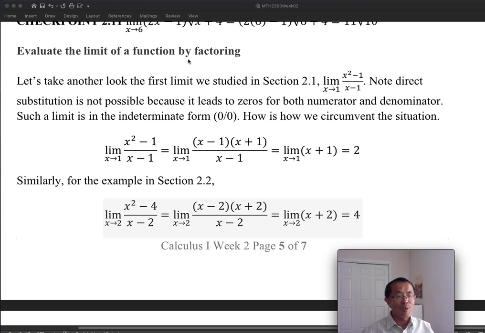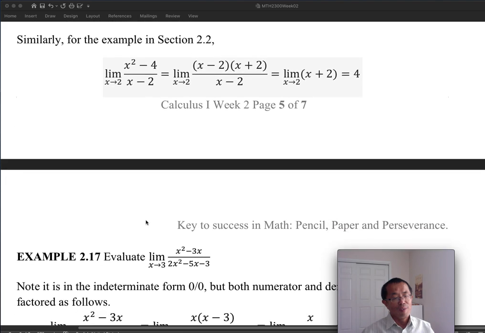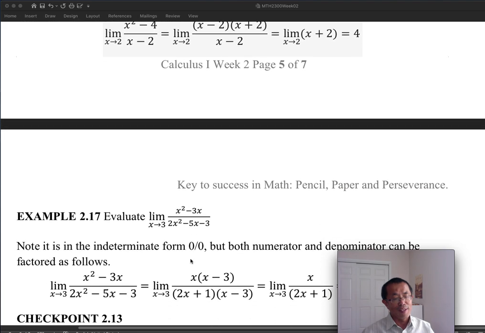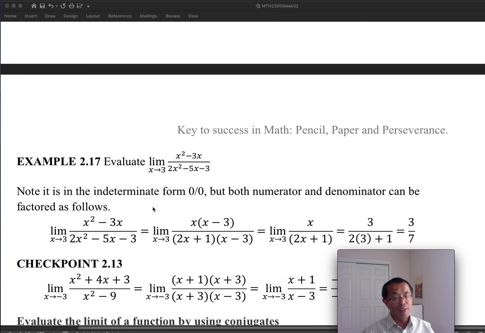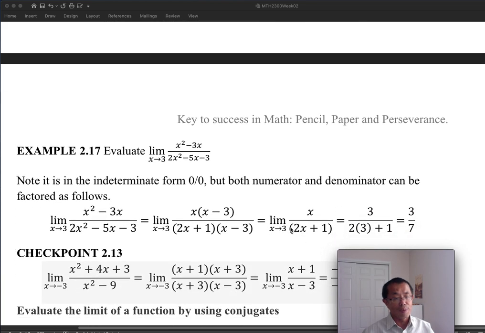So the trick we just considered is factorization. Like in the examples, we figured out we can do the factorization for the numerator, or for the numerator and the denominator both. After doing the factorization, we can cancel the factor generating zero. That is really the thing about factorization. We want to cancel the zero factor from the denominator. And if that indeed happens, then we can use the direct substitution.